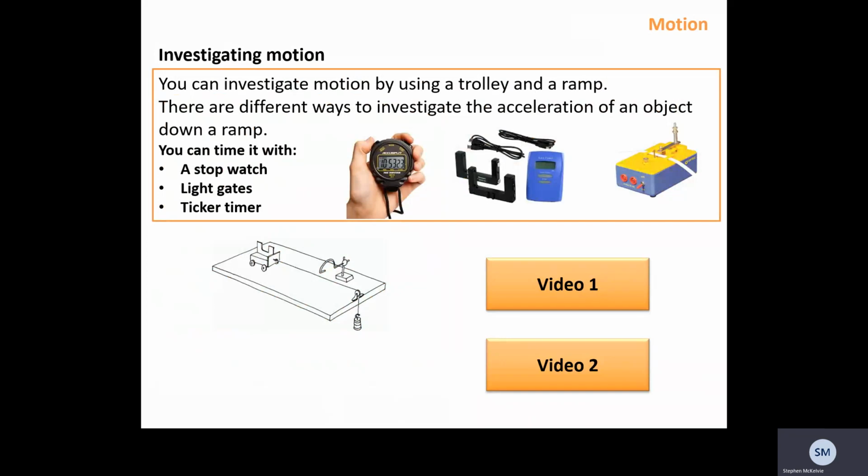So stopwatch, obviously, measures time. And light gates measure the amount of time it takes for something to pass through the light gate. Ticker timer, we have them, we don't use them.